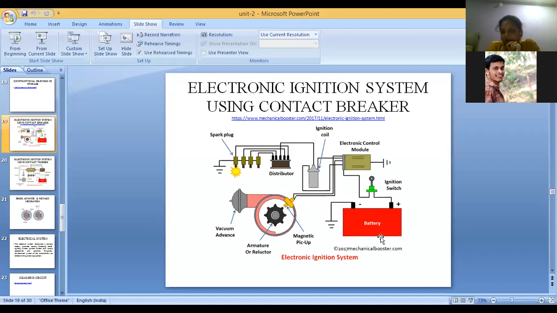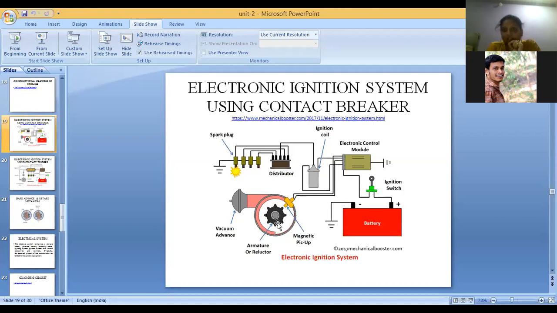The first one is the battery. This is the ignition switch. It is used to switch on and off the power supply from the battery to the electronic control. The current will pass from the battery through the switch to this ECU, electronic control unit. The purpose of this electronic control unit is to sense all the things. This will be programmed.